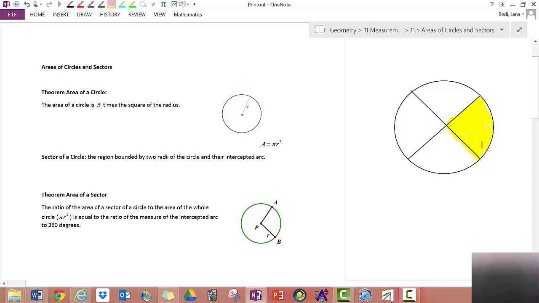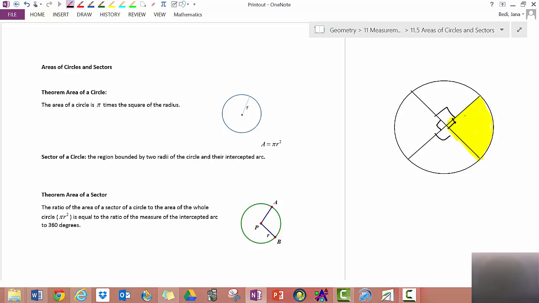We will pretend that Mrs. X cut this pizza so that these are all right angles. So it would stand to reason that that piece of the pizza would be 1/4 of the whole pizza, or 1/4 of the whole circle. So its area would be 1/4.